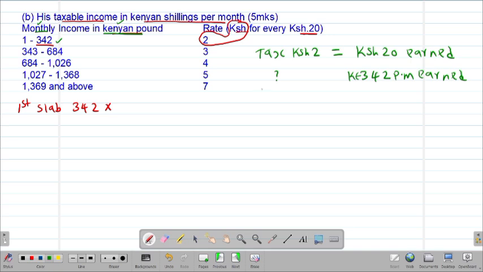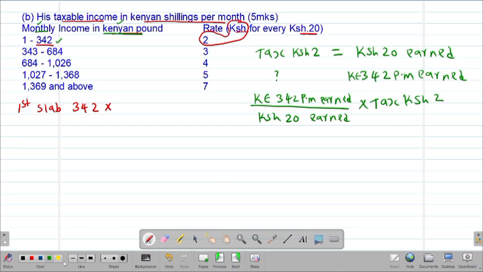Of course, if you do cross multiplication, you're going to end up with the Kenyan pounds 342 per month, which is being earned, divided by the Kenya shillings 20, which is also being earned, then multiplied by a tax of 2 Kenya shillings. Now you realize that in this case, the Kenya shillings cannot cancel with the pounds. Therefore, we need to convert the Kenya shillings into pounds so that the two can cancel out.